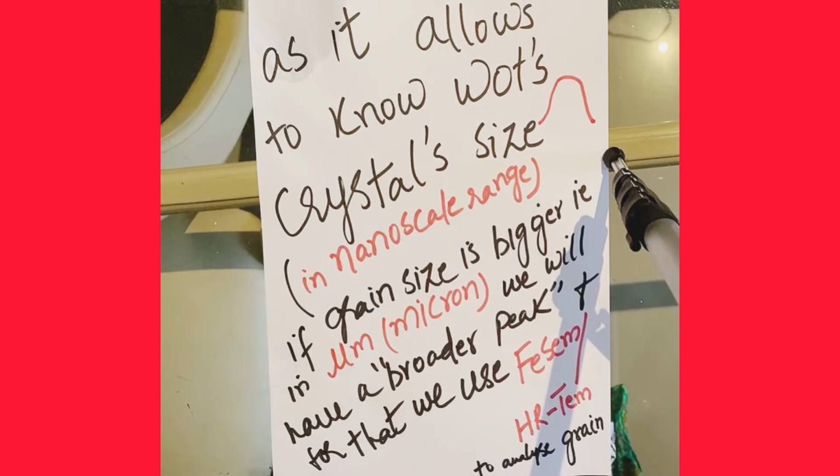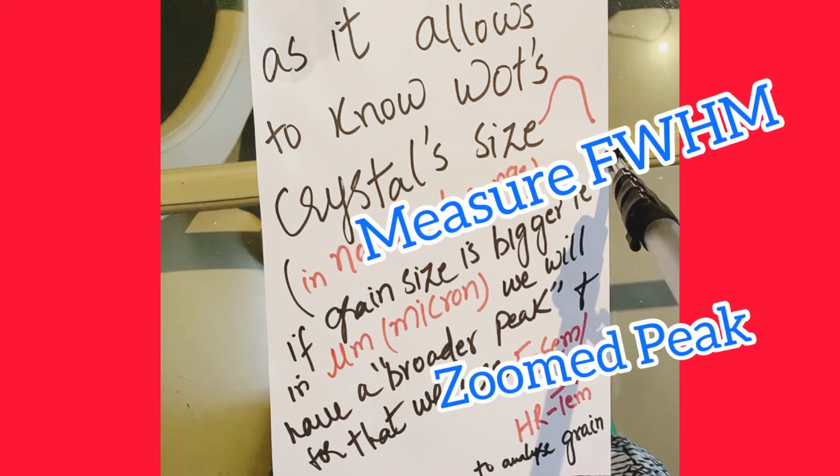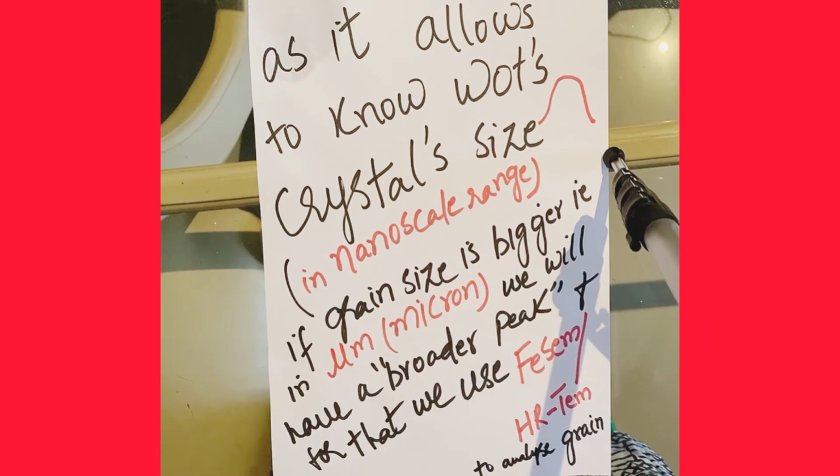So this was a short video to explain how you can measure the width of a zoomed peak, and how you can calculate or measure full width half maxima, that is FWHM. I hope you like this video, in which you learned to measure a zoomed peak, and of course you now know how to use Scherrer's equation to connect FWHM to the crystallite size.